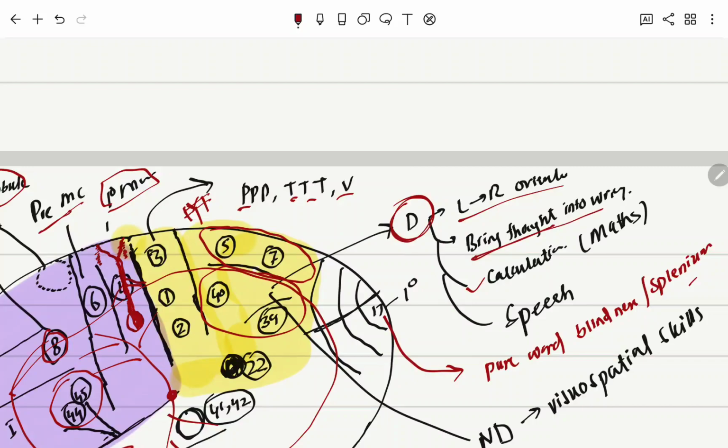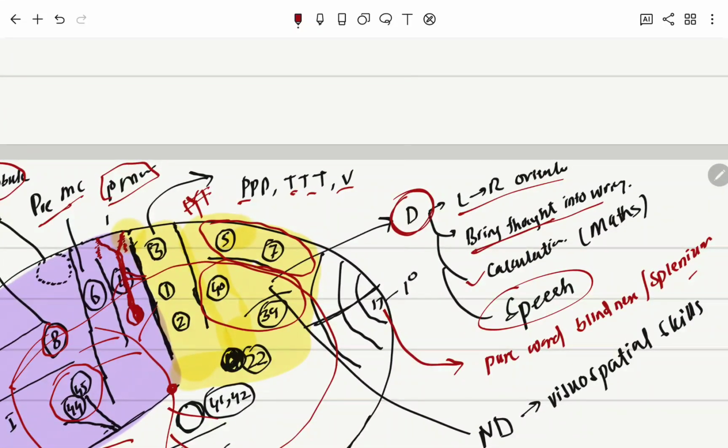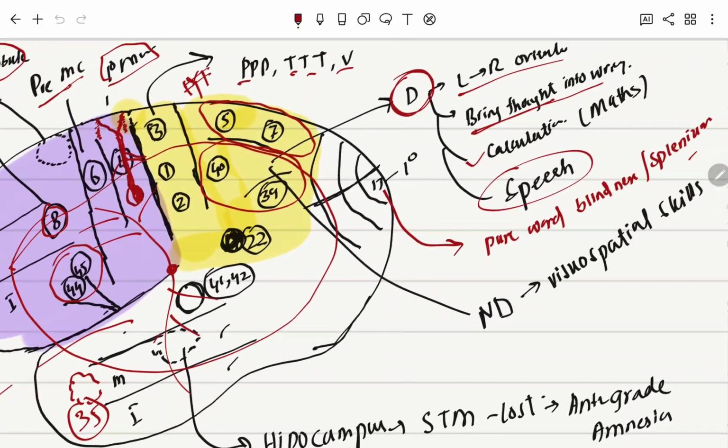Another important function is speech. We have the Brodmann area 22, which is also called Wernicke's area, also known as the sensory speech area. The patient will have loss of speech, right? This area is supplied by the middle cerebral artery.